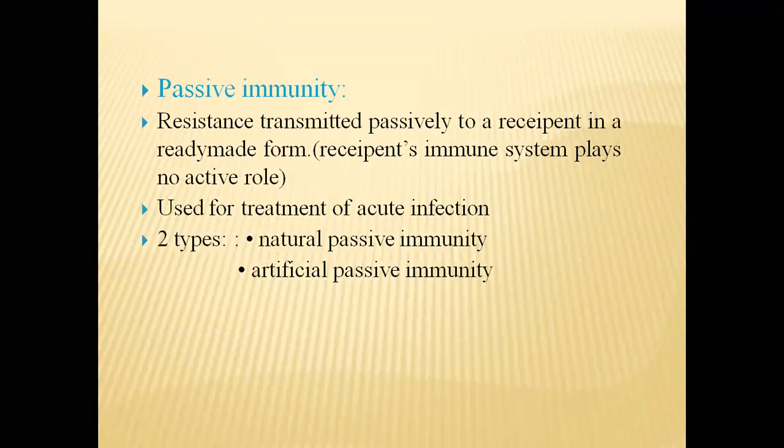If you inject antibodies, that is like a ready-made form, yes or no? Those antibodies might be produced in some other animals. Sometimes, in order to get this artificial passive immunity, they inject some antigens into animals, and those animals produce antibodies against that infection. After that, they take the antibodies produced in that animal and inject them into the human being. By injecting that, our body gets those antibodies and we will be able to recover from that infection. So that is one example of artificial passive immunity.